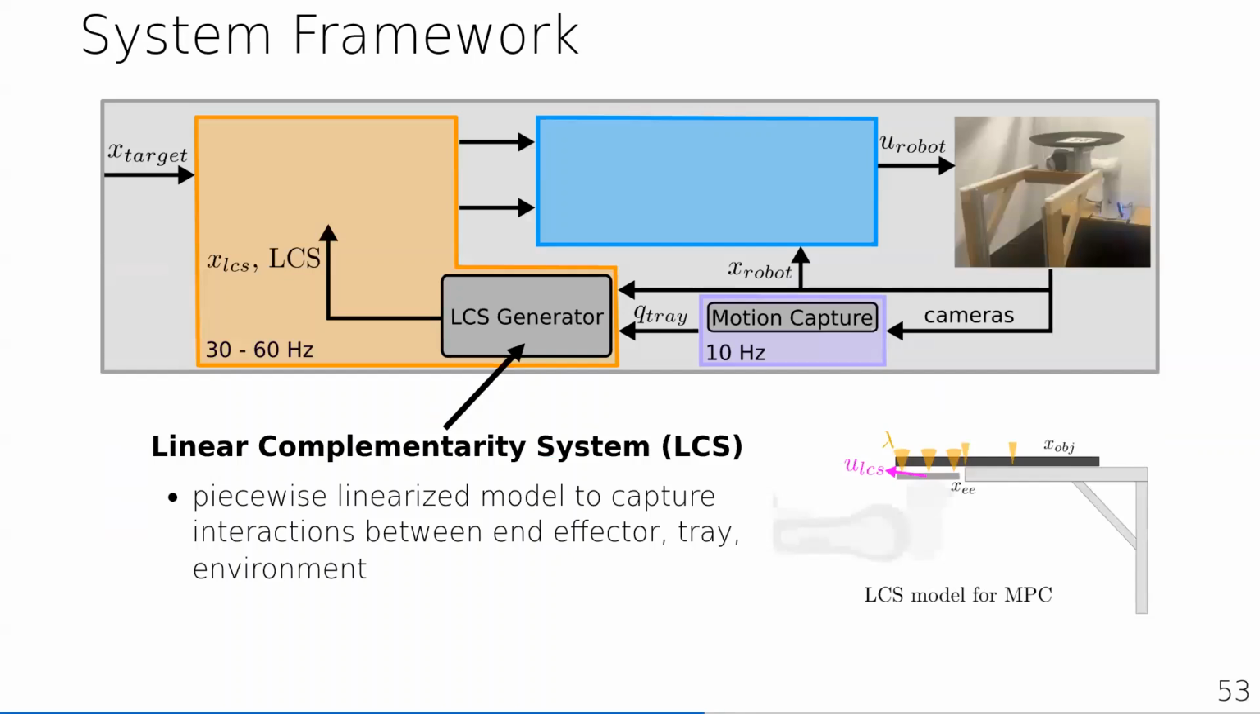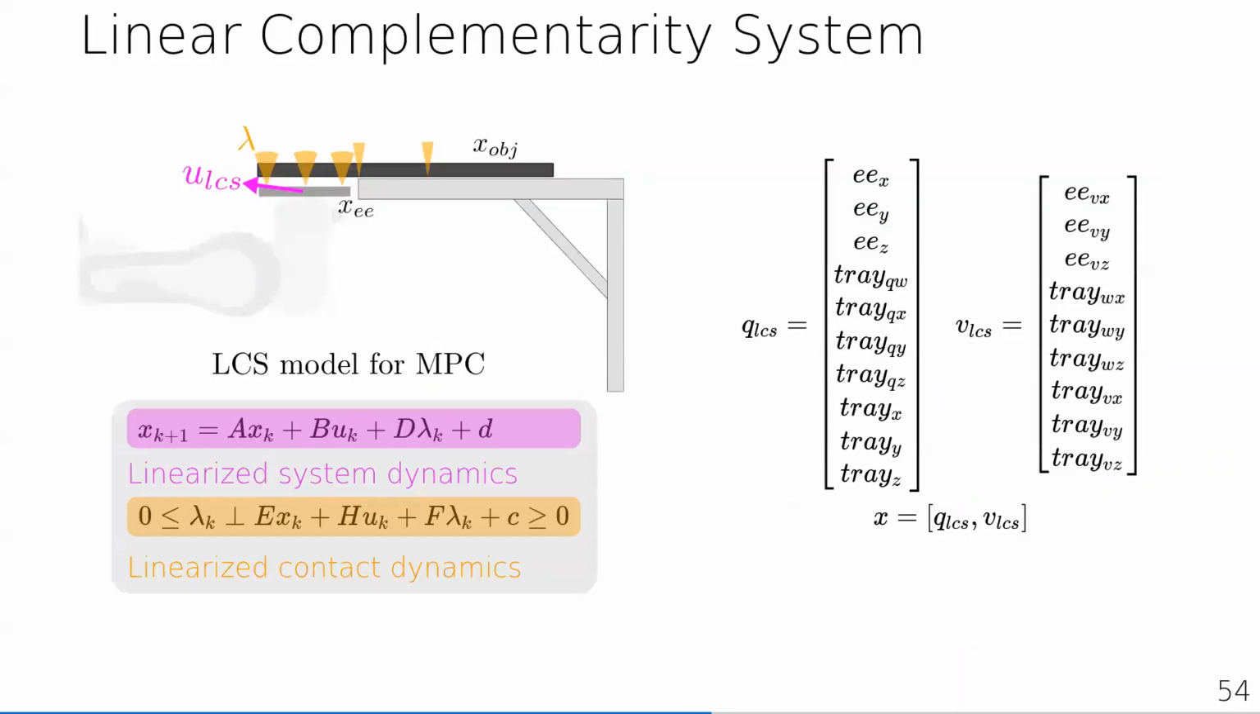The simplified model we use for MPC is a linear complementarity system, or LCS, which is a piecewise linearized model of the dynamics, and it crucially captures the interactions between the end effector, the tray, and the environment. In a bit more detail, in the LCS model, we have the end effector state, which is only free to translate, so we only include the translational degrees of freedom. But the tray has its full 3D floating base degrees of freedom. So this is the orientation expressed as a quaternion, as well as the translational degrees of freedom.